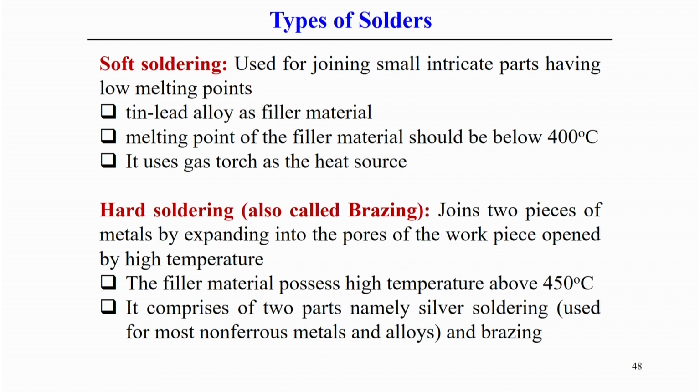the brazing process as well. So, in this case, hard soldering, or we can say the brazing process, joints of two metals are made at relatively higher temperature. The filler metal is used in such a way that its melting point should be above 450 degree centigrade. It consists of two components, one is silver soldering. Silver alloy can be used for soldering purposes, and silver soldering is used for joining most non-ferrous metals and alloys. The other component is simply straightforward brazing.